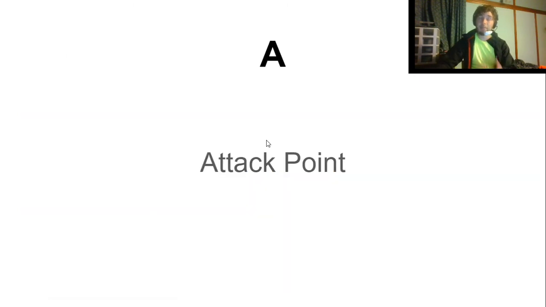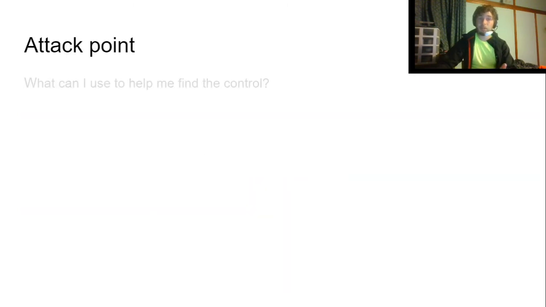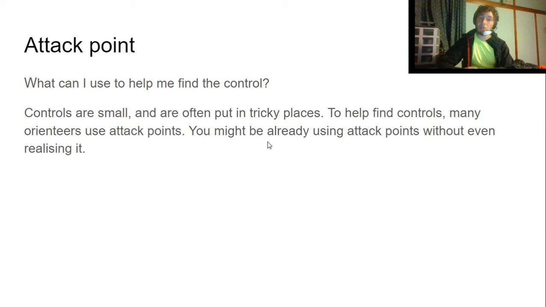Next up is A, attack points. So, what can I use to help me find the control? One of the things is that controls are small and often put in some tricky places to find. To help find controls, many orienteers use attack points. You might already even be using them without realizing it. But first of all, of course, what is an attack point?